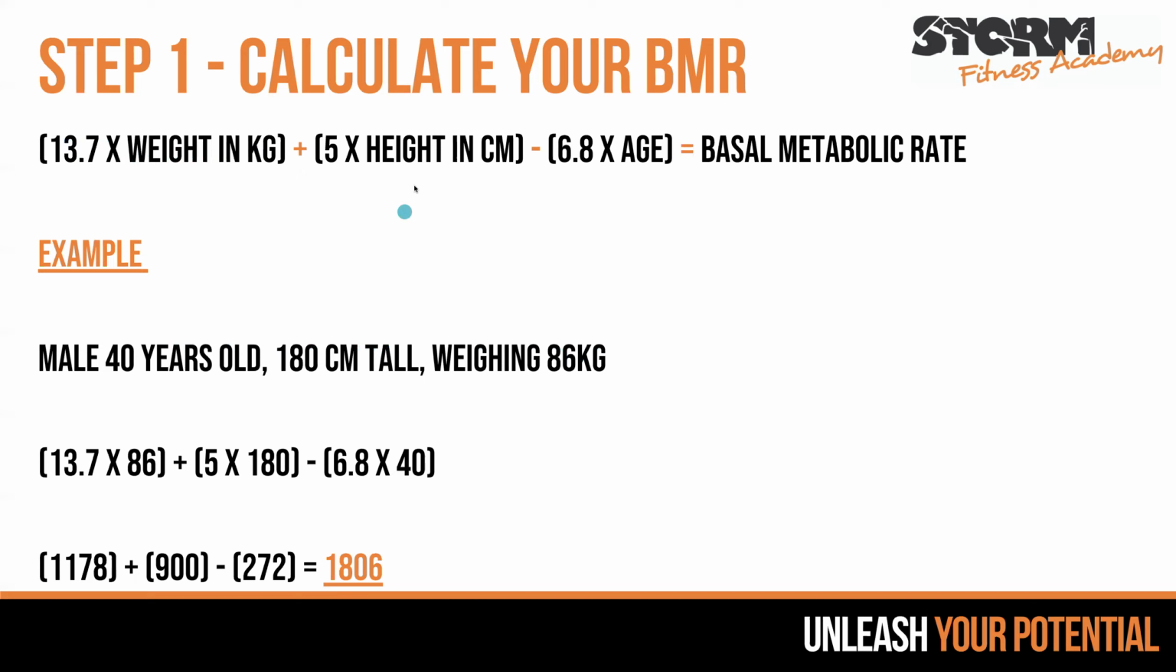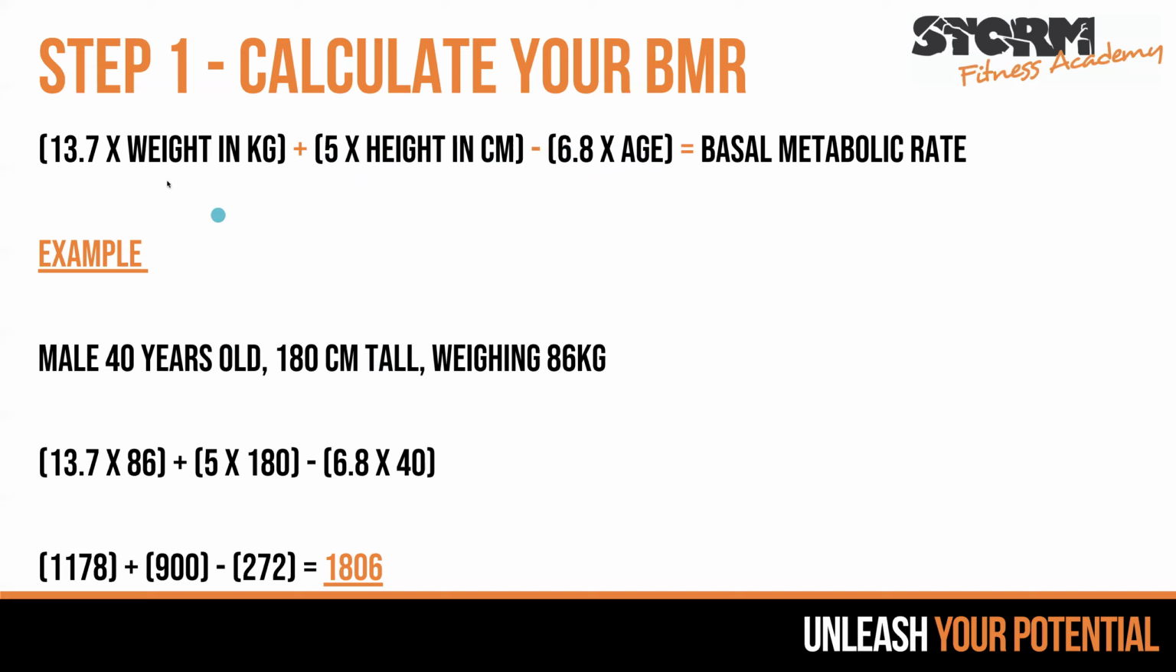Now ignore the plus, we're just going to move on to the next part. So you make a note of that result, and then you go to 5 times height in centimeters. My client is 180 centimeters tall, so I will do 5 times 180. Make a note of that, then move on to the next bit. Ignore the minus for now. And then you want to make a note of or calculate 6.8 times age. My client's 40 years old, so it's 6.8 times 40.